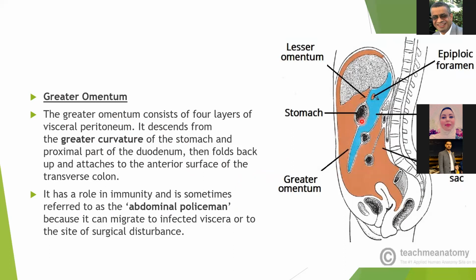This is the greater omentum, attached to the greater curvature of the stomach and folding back to attach to the anterior surface of the transverse colon. It has a role in immunity and is sometimes referred to as the abdominal policeman because it can migrate to the infected viscera or to the site of surgical disturbance.